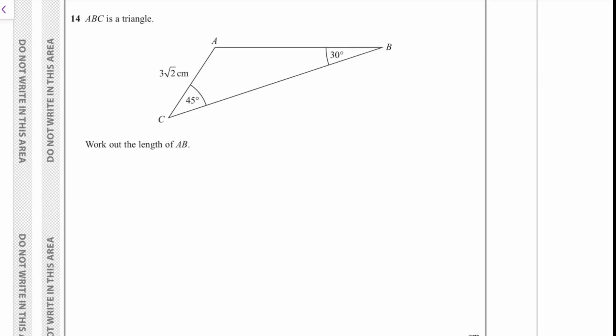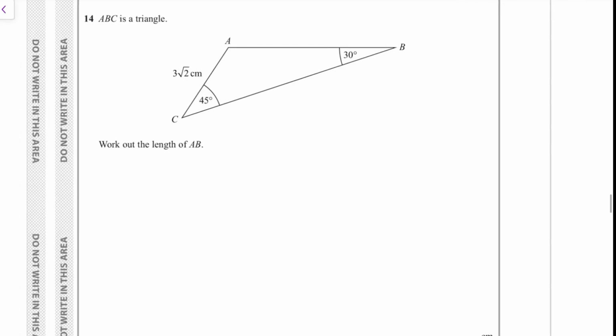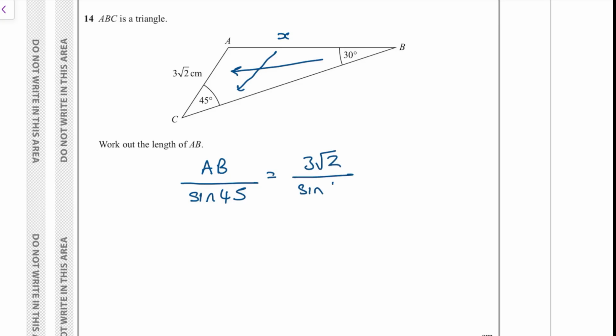ABC is a triangle, work out the length of AB. Okay, we're back to sensible questions now. This is a sine rule question, isn't it? So I can see, sorry, let's move this back over. I can see this is opposite this, and this is opposite this, and this is what I need. So therefore AB divided by sine of 45 is equal to 3 root 2 divided by sine of 30. Now it doesn't say how to get the answer, and say exact form or anything, so I'm presuming most of the root 2's cancel, but let's give it a go.